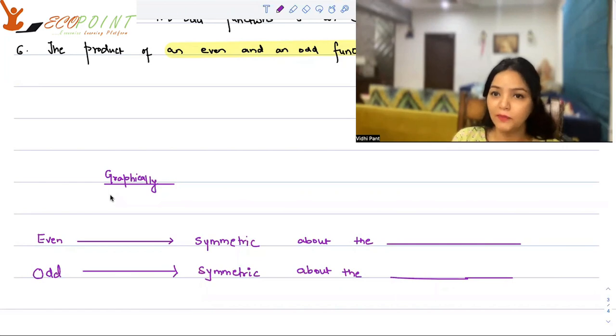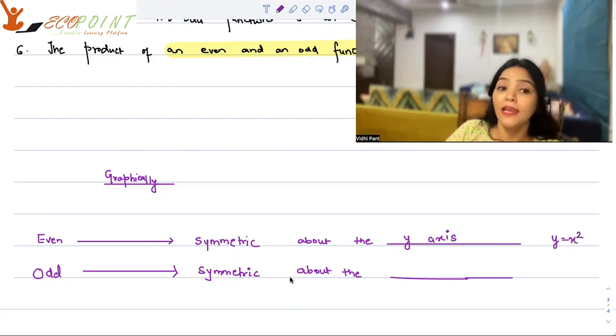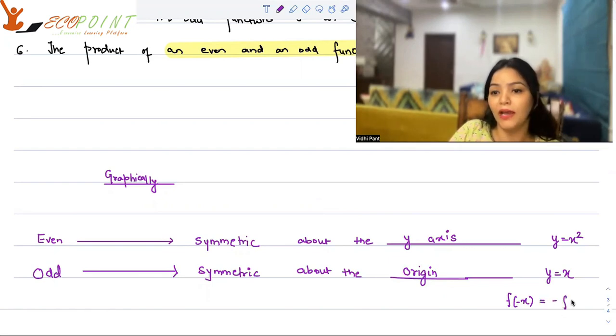Lastly, graphically speaking, an even function is symmetric. The graph is symmetric about the y-axis. Always remember the graph of y equals x squared, and you will be able to recall this property. An odd function is symmetric about the origin. Always remember the graph of y equals x, and you will realize what I am saying, because f of minus x, for any minus x, you will get minus f of x as the functional value coming out, and hence symmetric about the origin.